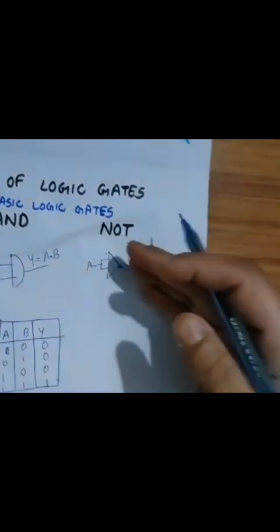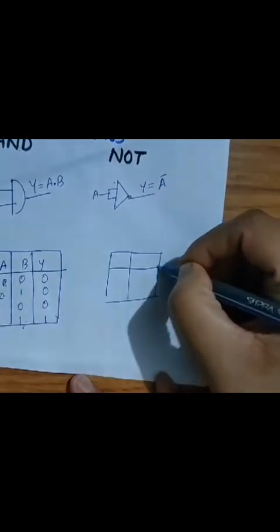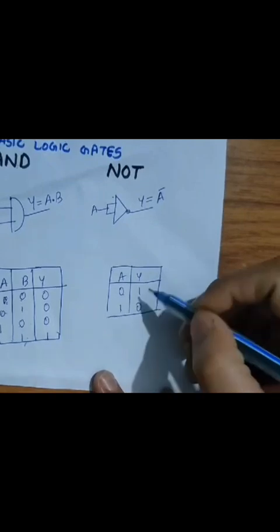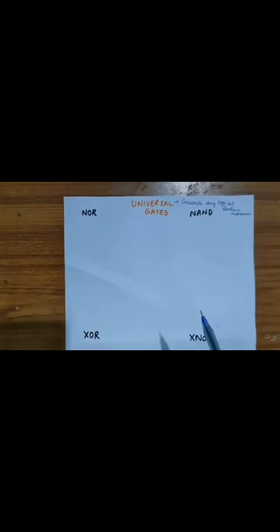For the NOT gate, this is an inverse gate. It has input A and output Y. So if the input is 0, the output will be 1. If the input is 1, the output will be 0. Basically, it gives the inverse value of the input. Now we'll study about universal gates.